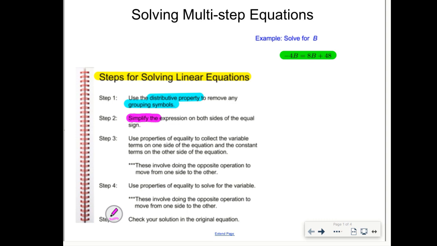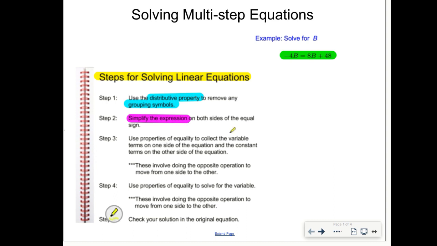Step 2 says to simplify the expression on both sides. Well, remember, you're only needing to simplify if you have more than two terms on one side. So if you look at our example, we don't have more than two terms on one side, so we do not actually have to do this step as well. So this step is done for us.